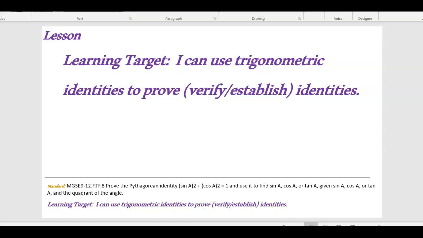All right, guys. Trig identities proofs, verifications, establishing identities, video 2.